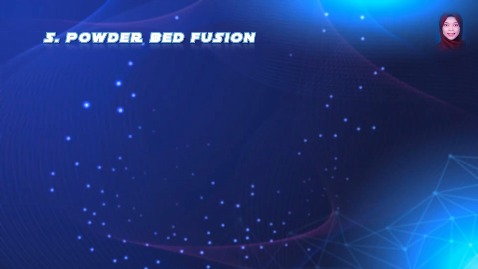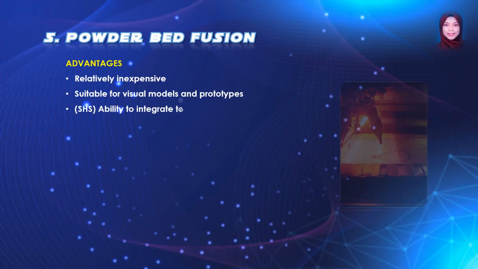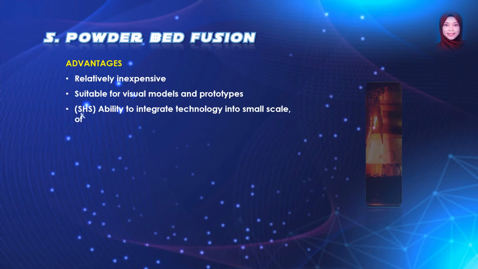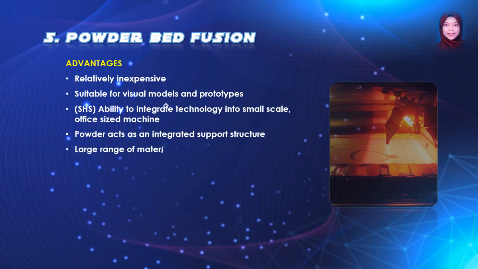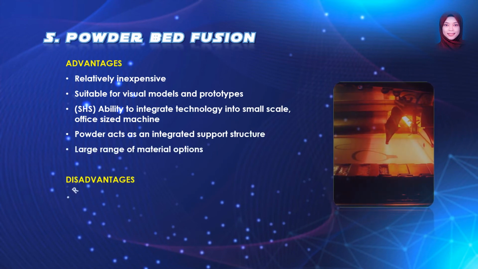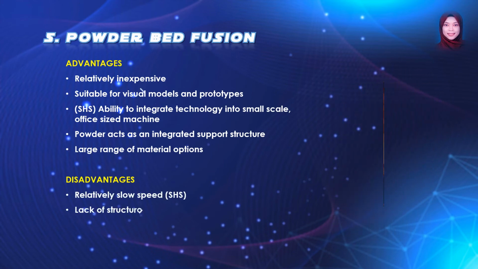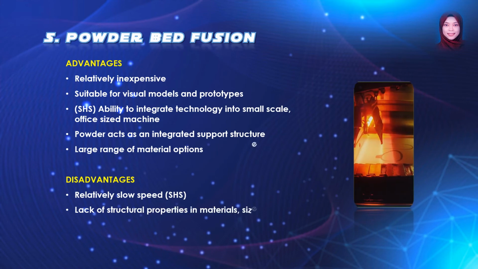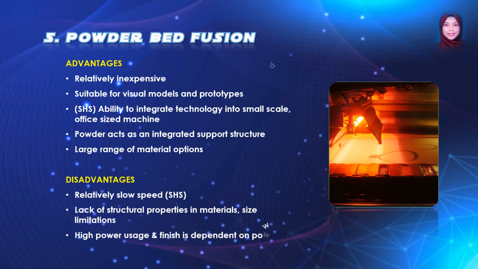Powder bed fusion. Advantages: relatively inexpensive, suitable for visual models and prototypes. SLS: ability to integrate technology into small-scale office-size machine. Powder acts as an integrated support structure. Large range of material options. Disadvantages: relatively slow speed for SLS, lack of structural properties in materials, size limitations, high power usage, and finish is dependent on powder grain size.